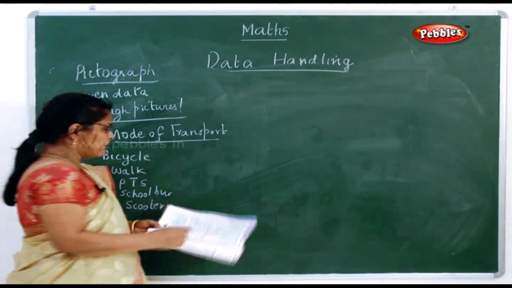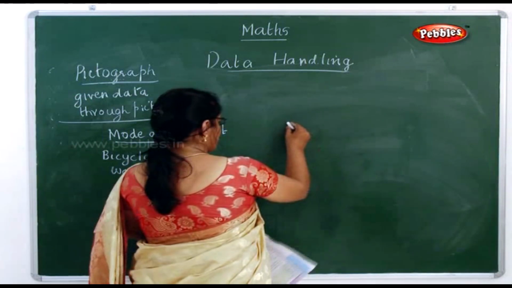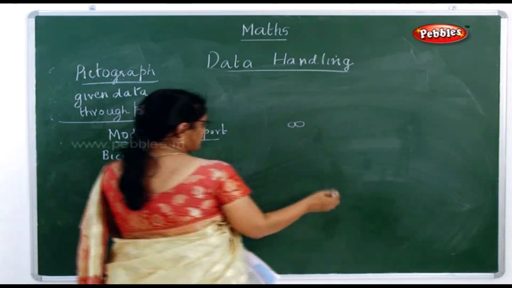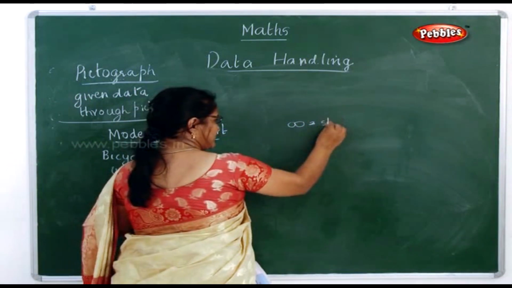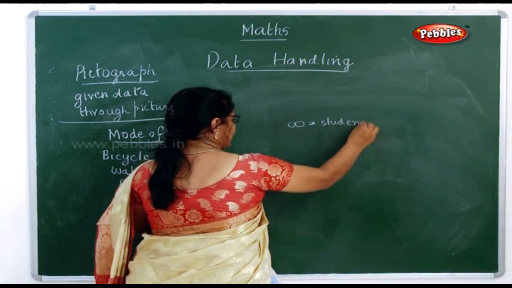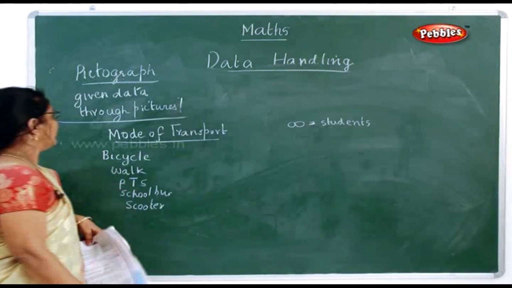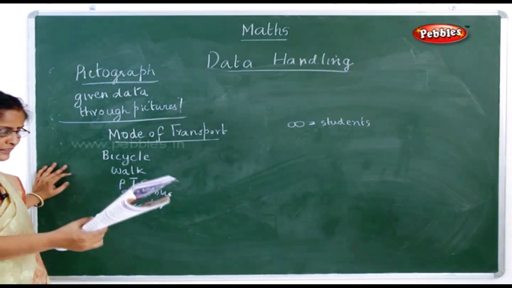Okay. Now, how many number of students? See, one picture is one number of students. This is two number. This means 2 students. It represents 2 students. Is it clear? Now that's what we call a pictograph. Just giving the data through pictures.